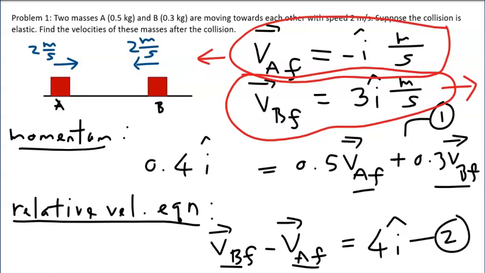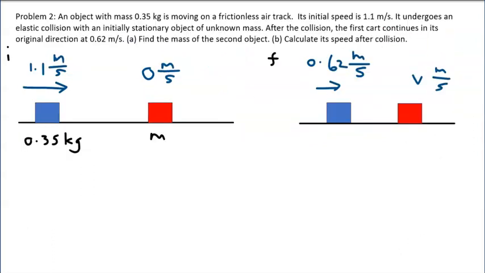That solves the problem. Now let's look at problem 2. An object with mass 0.35 kg, that's this one, is moving on a frictionless air track. Its initial speed is 1.1 meter per second to the right, as shown in this diagram.